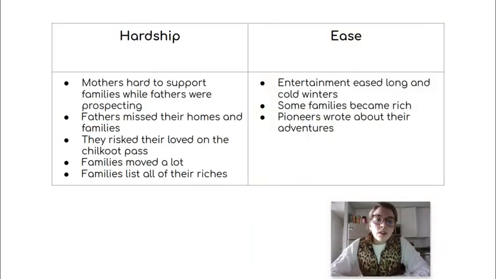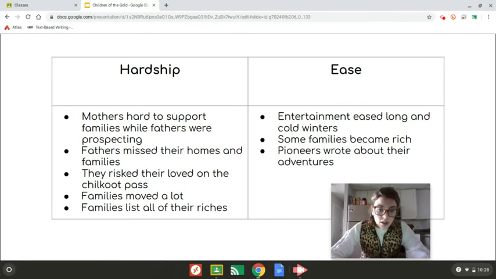Let's look at the T-chart. So the hardships: the mothers had to support families while fathers were prospecting. Fathers missed their home and families. They risked their loved ones on the Chilkoot Pass, right? So that was Crystal, right? When they were moving up north. And the families moved a lot. And the families lost all of their riches from moving so much.